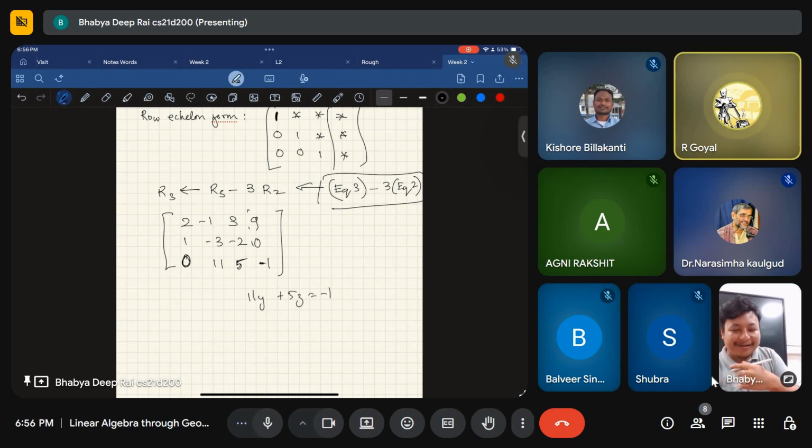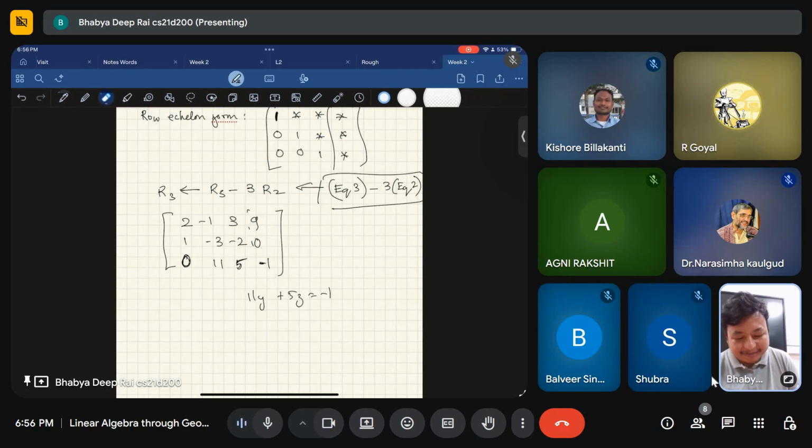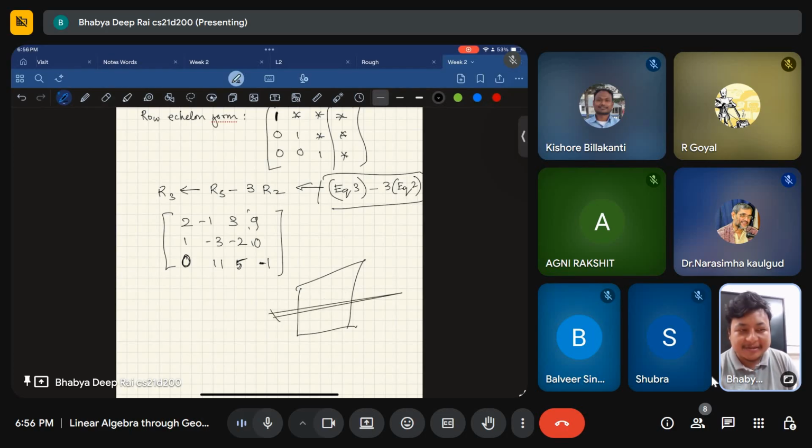So what is the intuition behind these row operations? Exactly. That's what we are trying to do. We are trying to come up with planes which are simpler to describe, by reducing them to a line. Okay, what do I mean by that? You saw that there are several planes.